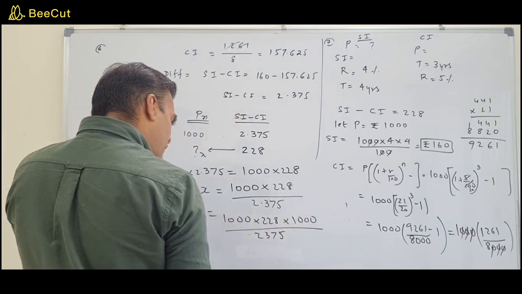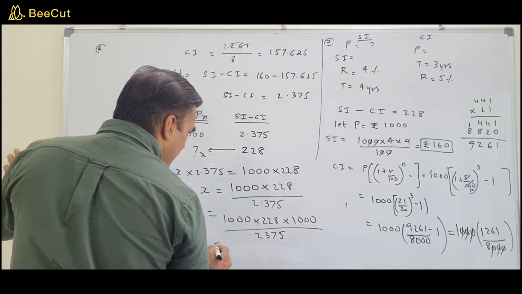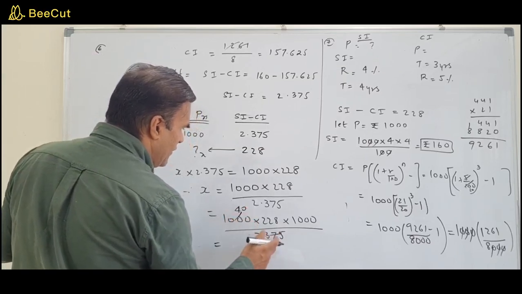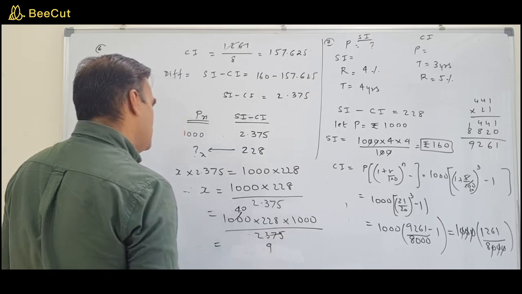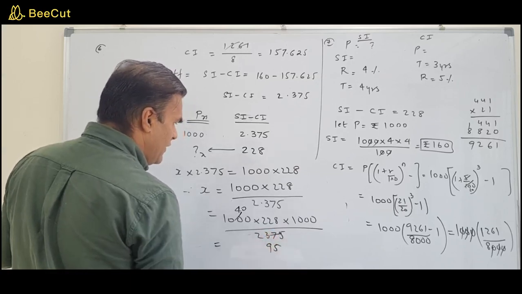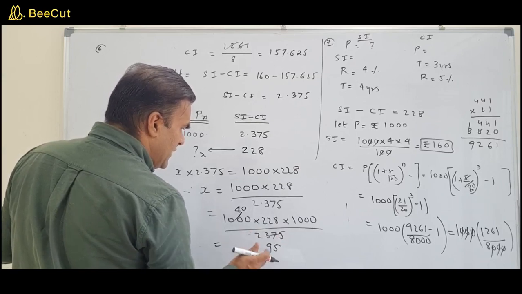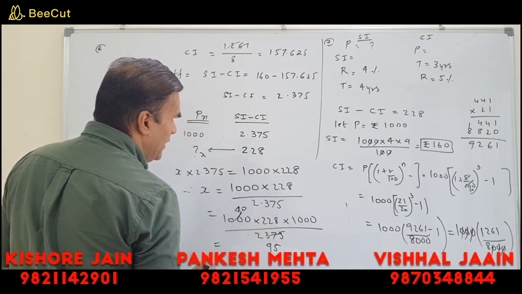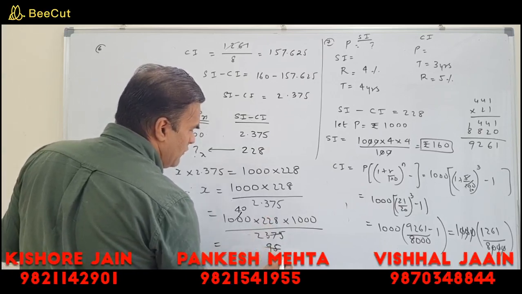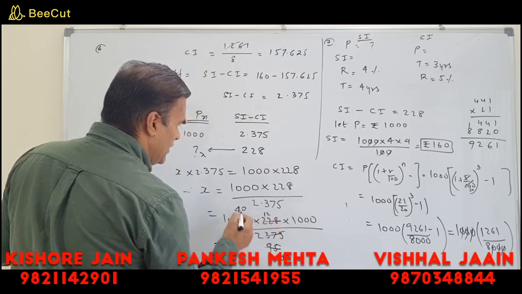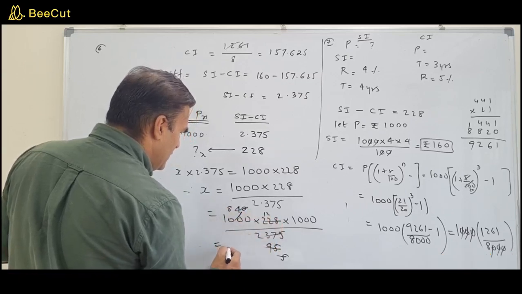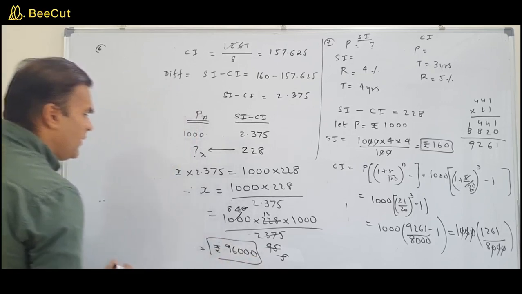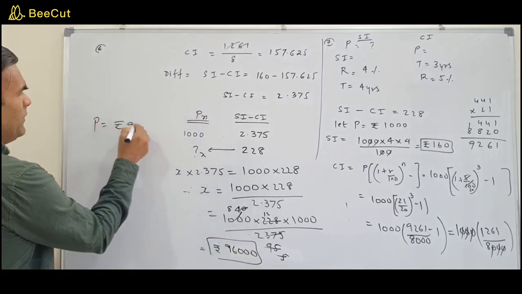2375 can go in 25. 25 4s are 100, 25 9s are 225. Calculating further, 1000 multiplied by 228 upon 2.375 comes to 96. So my dear friend, the principal amount would be rupees 96,000.